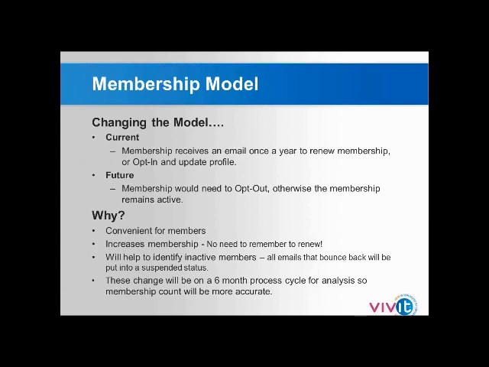We wanted to talk to you a little bit today about our membership model. We're actually changing the model. Our current membership receives emails once a year. I know you remember, if you've been in Vivit for a while, getting those once a year emails to renew your membership or opt in and update your profile. Now you'll still be getting updates for profile requests, but in the future, once you opt in, you would need to opt out in order for your membership to end.